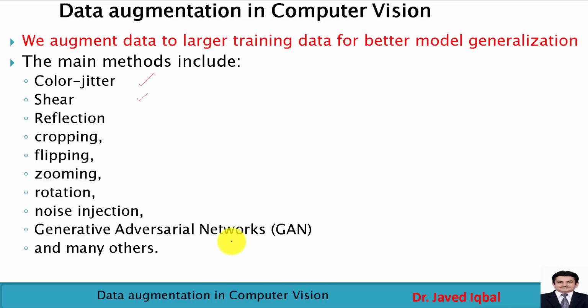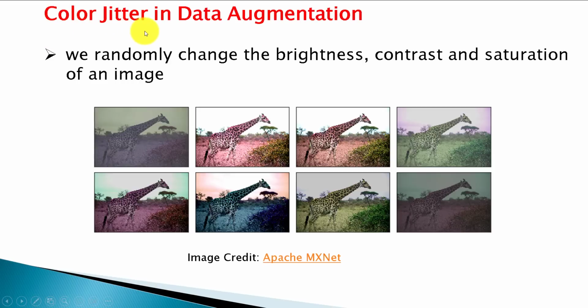This slide shows what color jitter is in data augmentation. In color jitter, we randomly change the brightness, contrast, and saturation of an image. Like in the image shown below, here we have an original image of a zebra, and after applying color jitter, we get different versions of the same image. The color jitter transformation can be like we have increased the brightness of the image. Somewhere we change the contrast and change the saturation of the image. This figure clearly shows how color jitter can enhance or generate new images from the sample image.